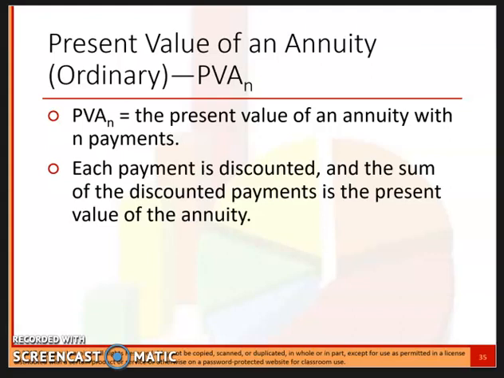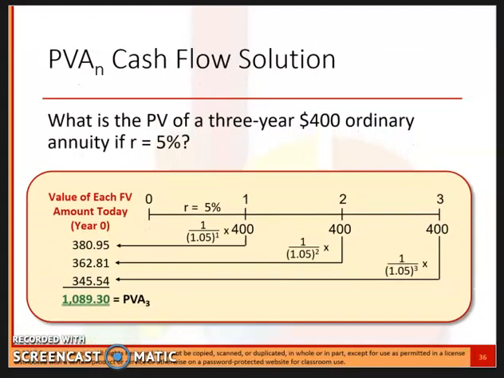We go back to our previous example. We had a $400 ordinary annuity for 3 years at 5%. The first payment is received in 1 year, so we would divide that $400 by 1 plus the interest rate, 1.05. The second year, 400 divided by 1.05 squared. And then the third period, 400 divided by 1.05 cubed. So the present value of that annuity would be $1,089.30.